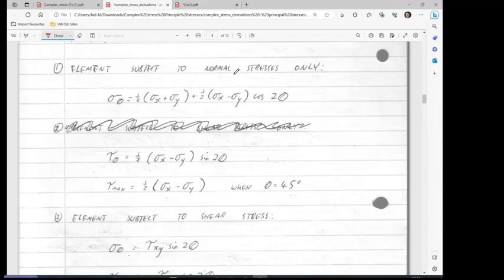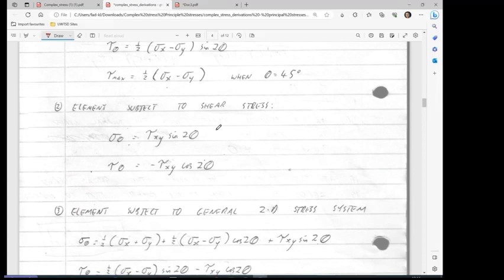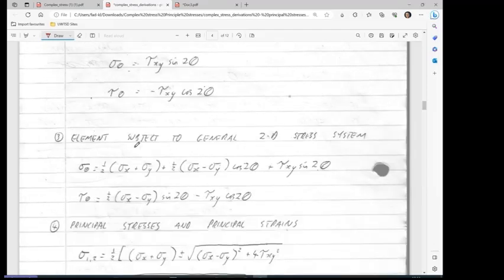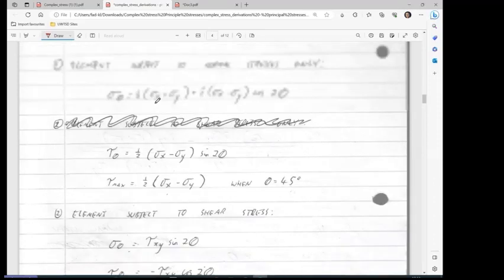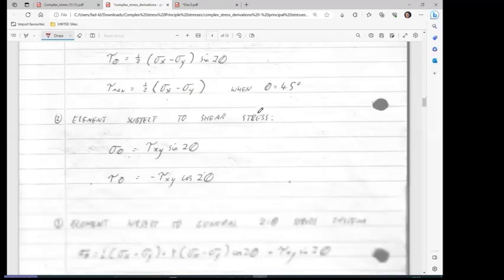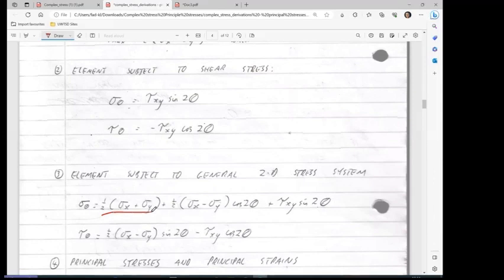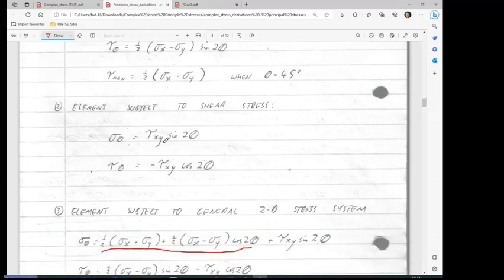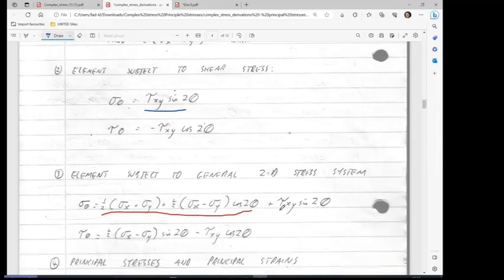So there was our element subjected to normal stress only. Our element subjected to shear stress only, we derived these two equations. To get our generalized 2D stress system, we just combine them. For our element subjected to normal stress only, our direct stress was given by that. And for our generalized 2D stress system, we can see that is there. For our element subjected to shear stress only, the direct stress internally is given by this term here. There we can see it.